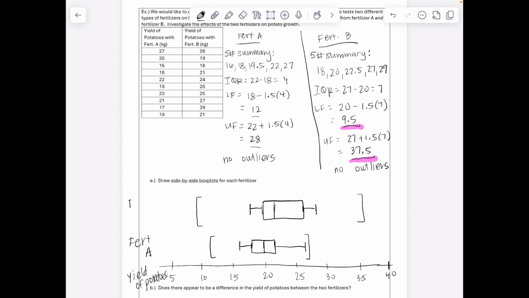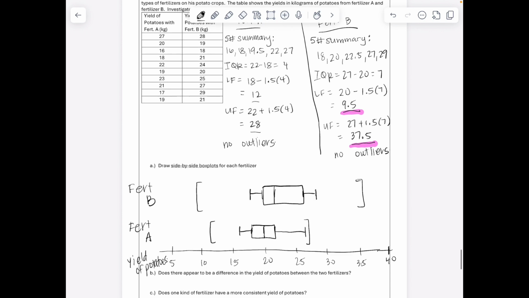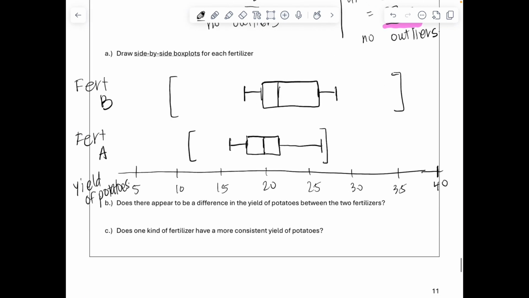Likewise, we need to label this. So this is fertilizer B. So make sure that you have them labeled so that way you know which box plot represents which set of data. So right below this, there's a few questions. The first one says, does there appear to be a difference in the yields of potatoes between the 2 fertilizers?